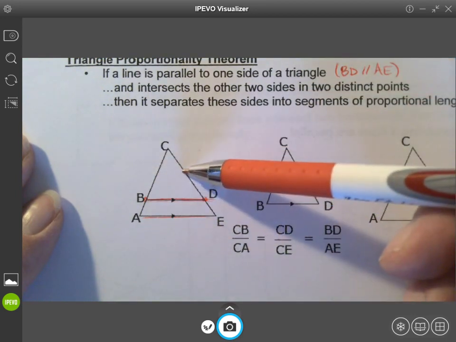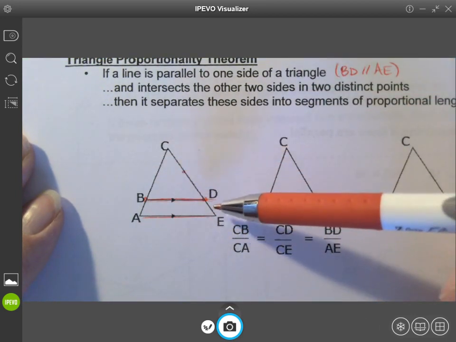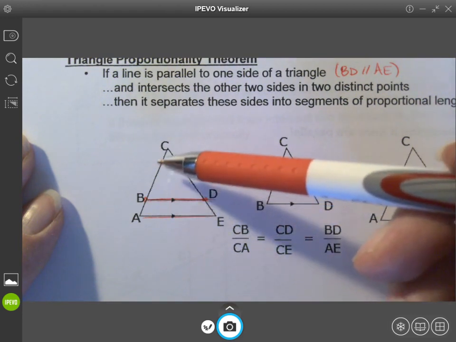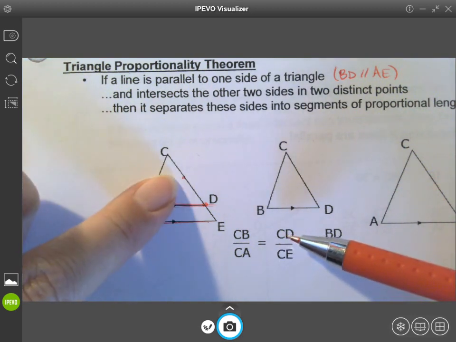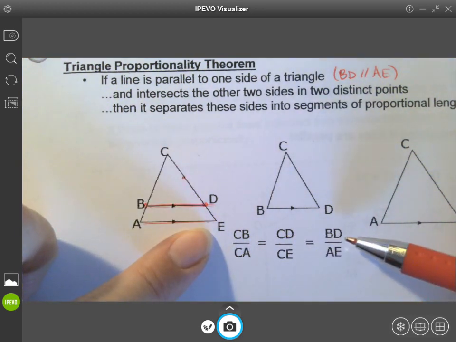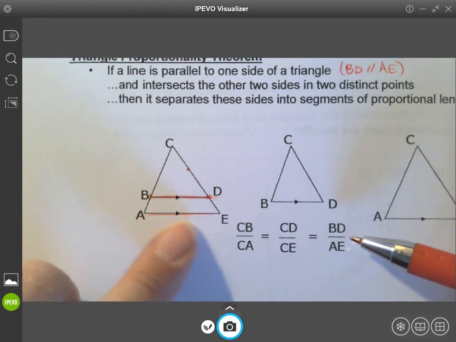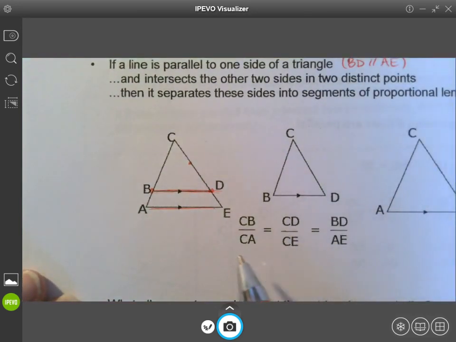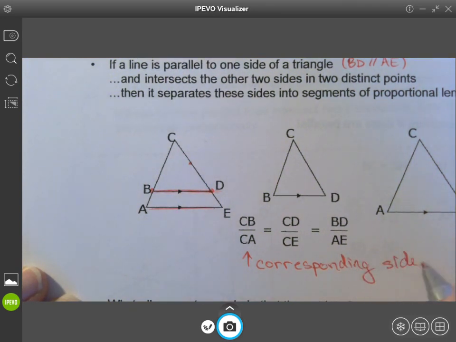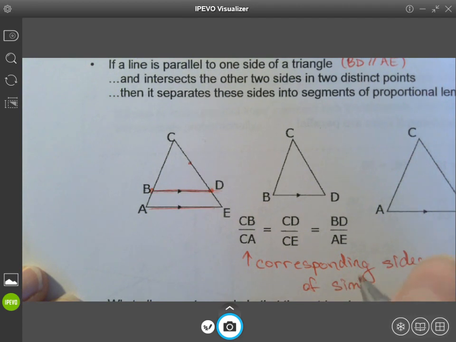Now, it's not telling me that this segment is equal to this segment. It doesn't tell me that this side is equal to this side. It just tells me that the proportion of CB over the whole side CA is equal to CD over CE, or BD, this side, over AE. So we can look at those proportions. So what can we talk about? Well, first of all, these are corresponding sides of the similar triangles. So I want to make sure you have that. You have to match up the sides. So corresponding sides of similar triangles. So we're still using that idea.